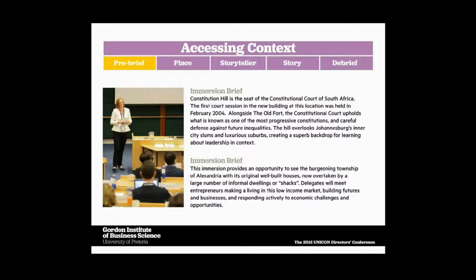It's our understanding that accessing context has 4 elements. It's evolving all the time, and we might improve this or enhance it, but there's always a pre-brief, then a place that this needs to take place, then a storyteller that has to tell you some kind of story about that place, and of course a story, and then a debrief. Now, what's important about the difference between a storyteller and a story is that a storyteller can't be there without having a story, and you simply can't really tell somebody else's story in the same way. So those two are quite distinct and important elements.